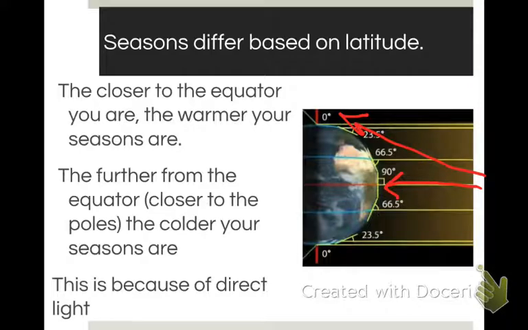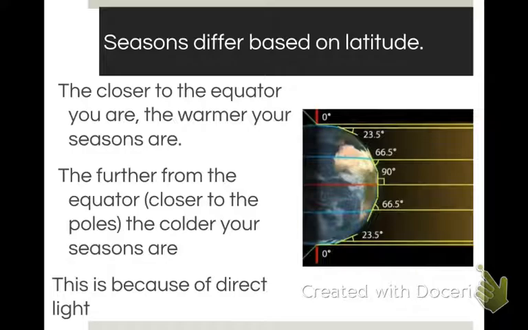Okay? So seasons are caused by the tilt of the Earth's axis. Seasons vary with latitude, and why they vary with latitude is because of the amount of direct and indirect light they get. The more direct, the warmer it is. The more indirect, the colder it is. Okay, that's just a little summary. So I'm going to move on to the next slide.